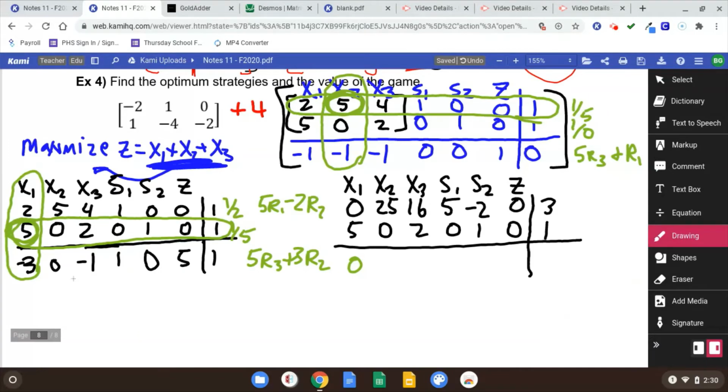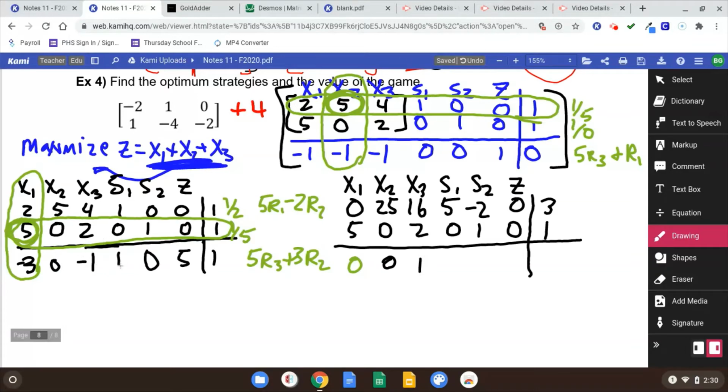So follow this rule. 5 row 3s plus 3 row 2s. That's going to be 0 plus 0 is 0. 5 of these is -5. Plus 3 of these is 6. Okay, -5 plus 6 is 1. Okay, great. Doesn't look like we're going to have any negatives.